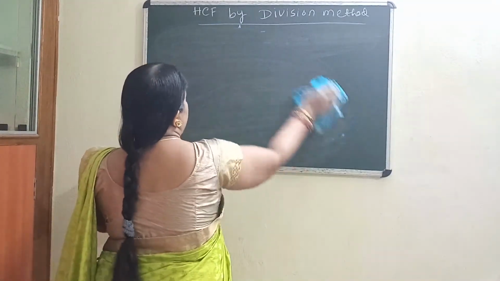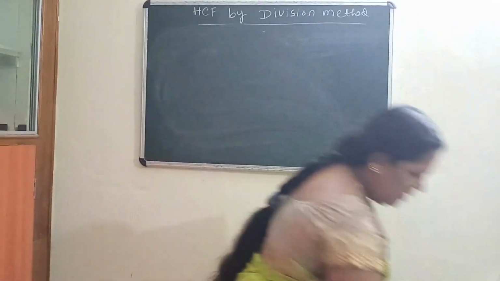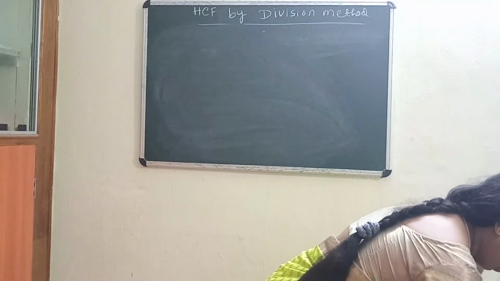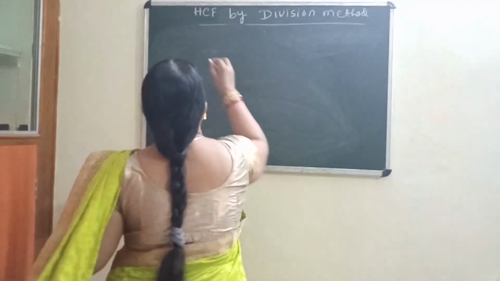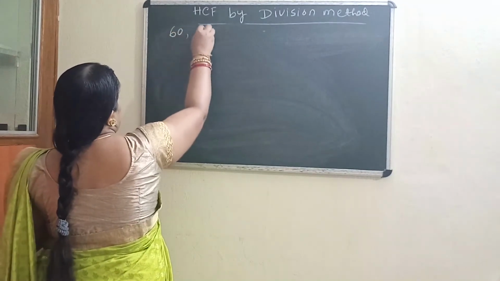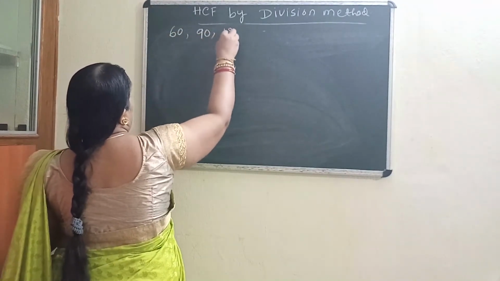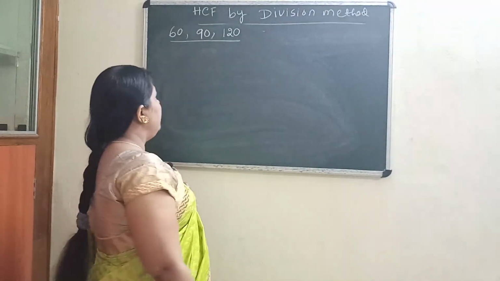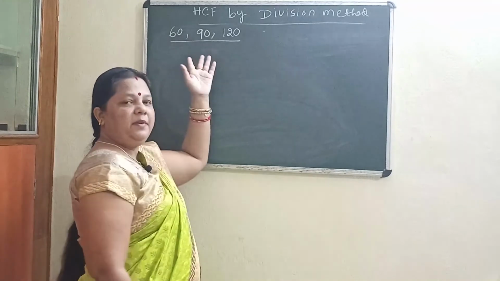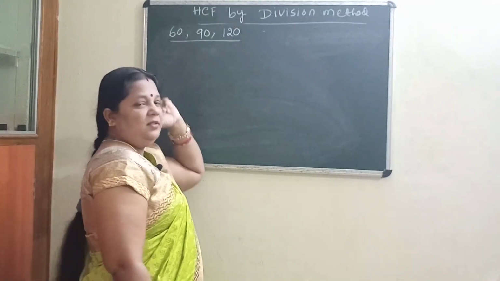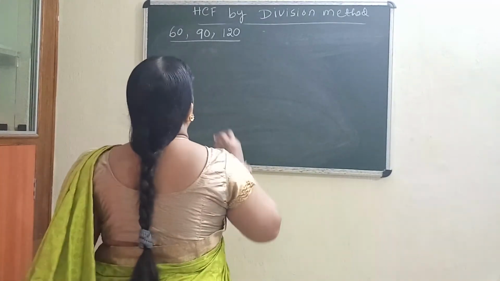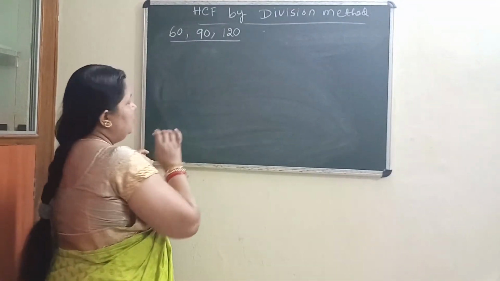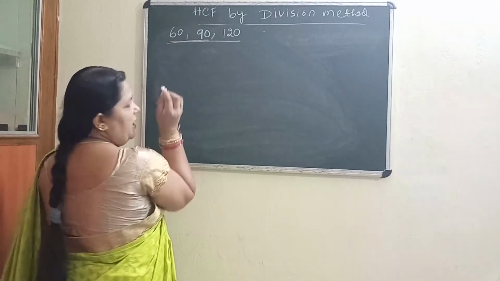So this is about your 2 numbers. Let's take an example of 3 numbers. I am showing another example. Suppose 60, 90, and 120. See, 3 numbers are given. So what to do? When 2 numbers are given, we divide one number by another. Then what about 3 numbers? So let's take any 2 numbers. You can choose any 2 numbers for division. Okay. So we are taking here 60 and 90.